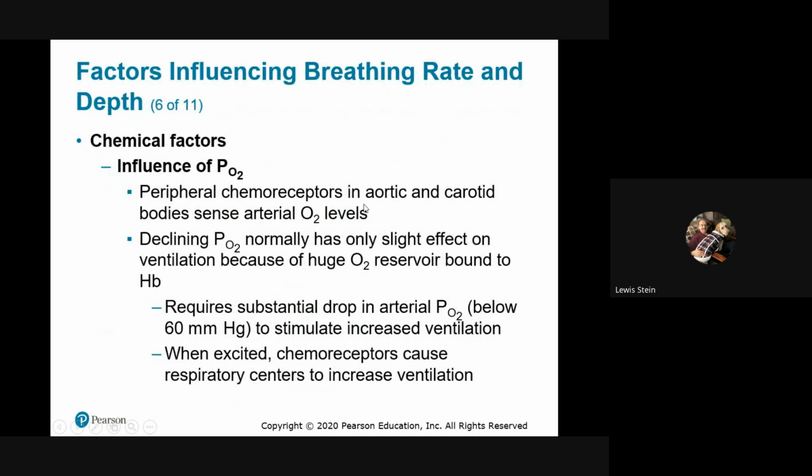So, PO2. They said declining PO2 normally has only a slight effect because we have a lot of reserve. Remember, we have a lot of oxygen in our bloodstream anyway because we still have 3 of the 4 hemoglobins typically covered. So it has to be a substantial drop. And once you're getting down there, now you're in danger of it dropping precipitously because it's that whole thing about changing the shape and unloading.